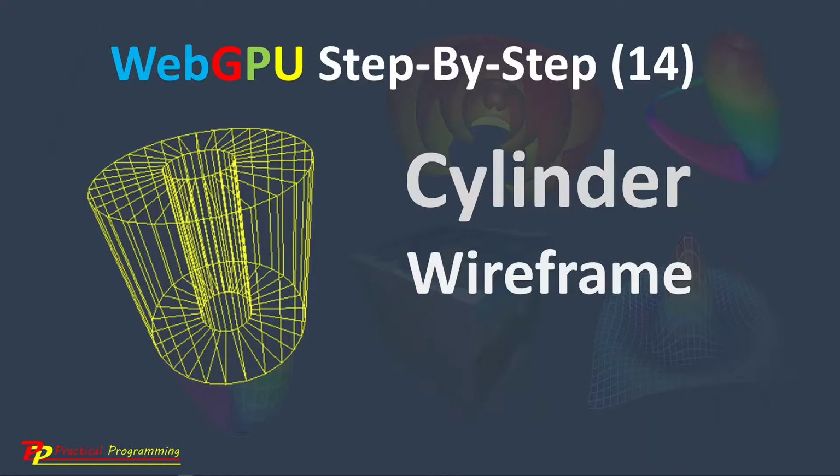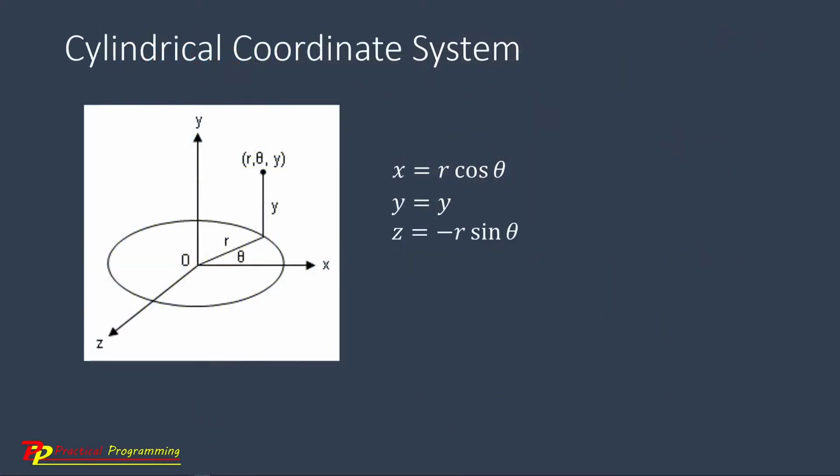The main purpose of this example is to illustrate how to construct vertex positions for 3D objects in different coordinate systems. To do this, we need to use the cylindrical coordinate system as shown here. This gives the relation of the x and y coordinates with r and theta, these variables in the cylindrical coordinate system.